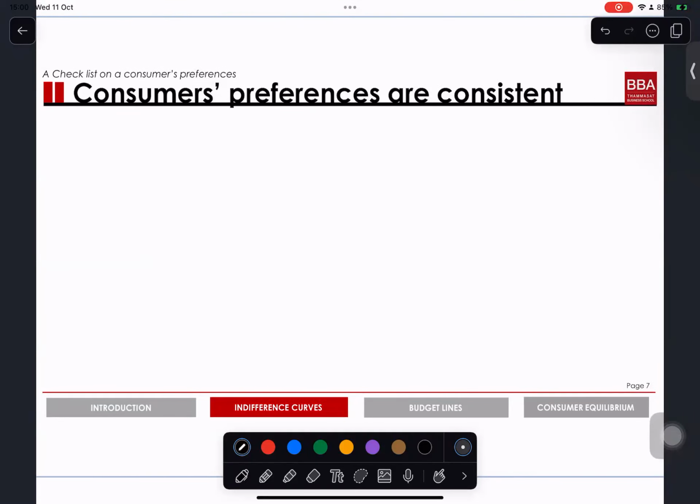The last one. His taste must be consistent. We learned mathematics from high school. We used to see this term, transitivity. What is it all about?